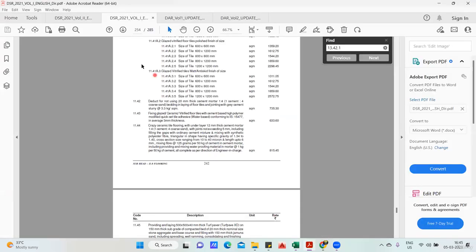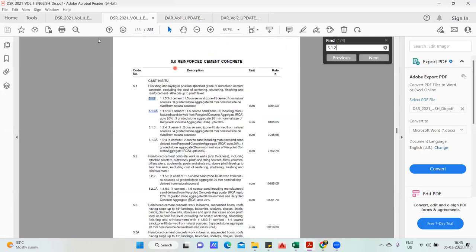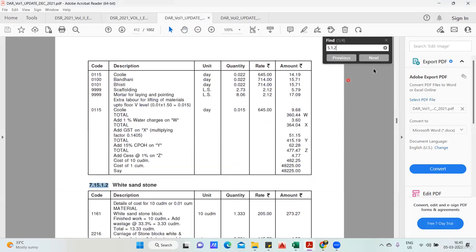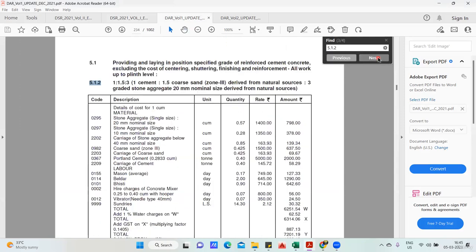It may be somewhere here. Okay, so let me check with that. 5.1.2. Enter. Okay, so this is DSR. I'll go with this. 5.1.2. You have to look for DR. Okay, detailed 5.1.2. Okay, I think this one.